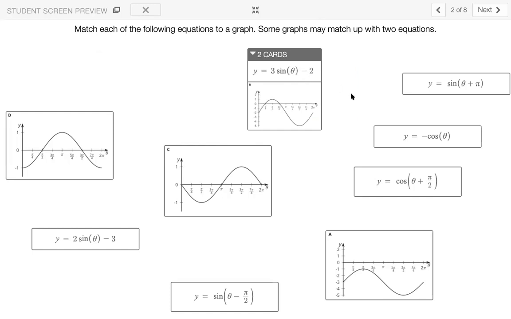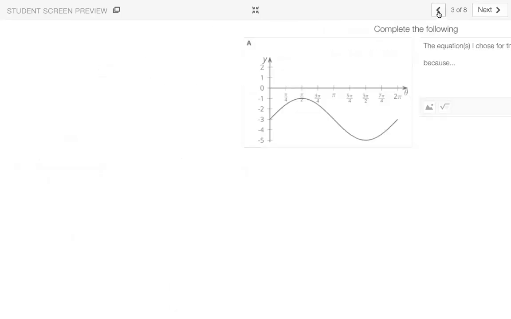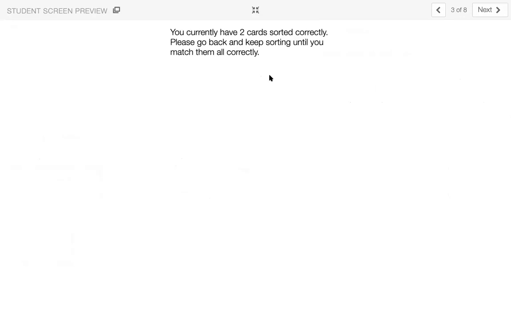One thing that I included in this activity is a self-checker for students, which I find very helpful. If you don't want to keep that, you can always get rid of it. You can still check their work through the teacher dashboard, but by having a self-checker, students don't have to keep asking, is it correct? Is it correct? So notice what happens on the next slide. It'll tell me how many cards I have correct so far. I've only done 1 card sort. If I go next, it says you currently have 2 cards sorted correctly. Please go back and keep sorting until you match them all correctly.